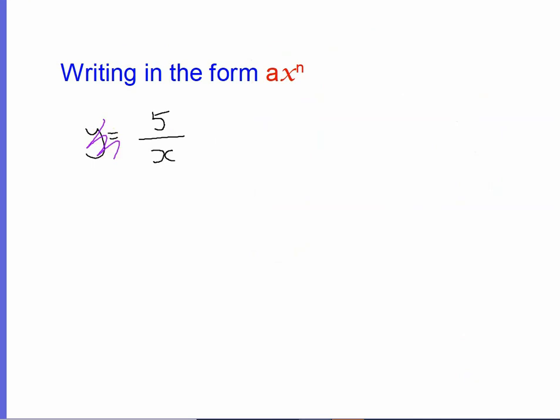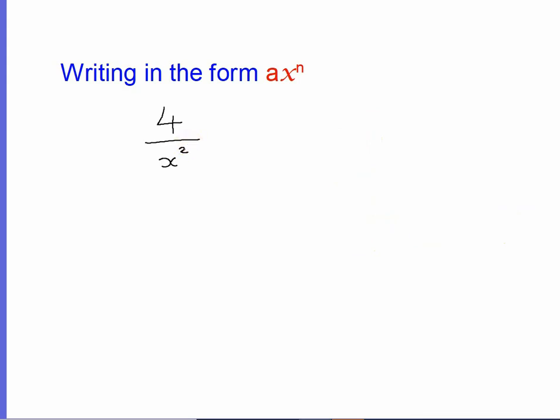So this is the same as 5 times 1 over x. 1 over x is the same as x to the minus 1. That power has now become negative, which is the same as 5x to the minus 1. It is in the form ax to the n. Let's have a look at another.